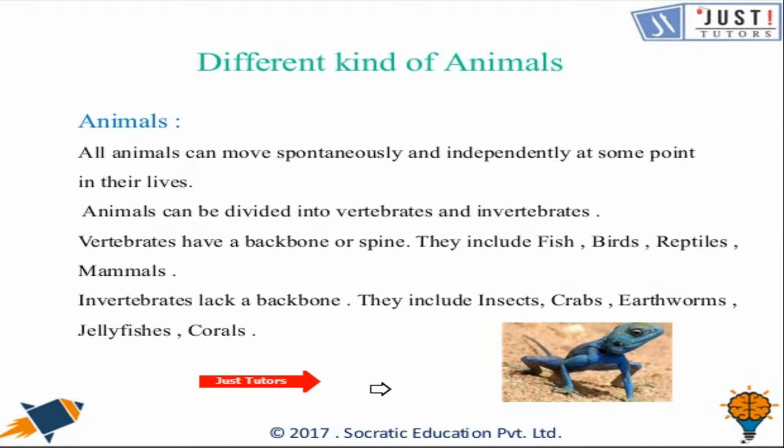Invertebrates are a large group of animals that consist of more than 97% of all the animal species. For example, you can think of insects, crabs, earthworms, jellyfishes. They are all under the given category.